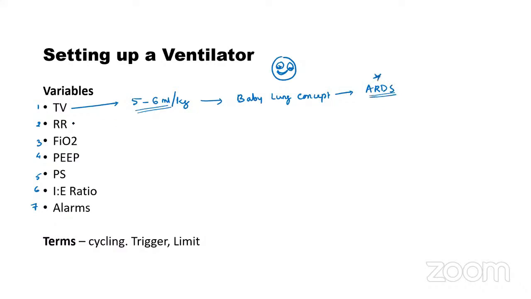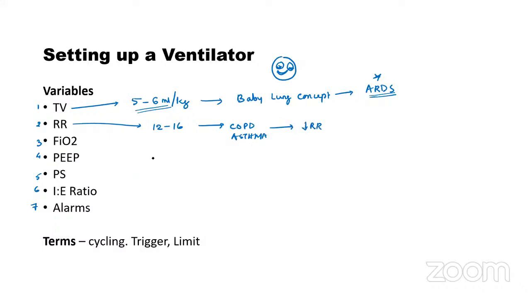Second point is about the respiratory rate. Normally, for an adult male, we keep it anything between 12 to 16. And when the patient has COPD or asthma, you reduce the respiratory rate because you need a lot of time for expiration.